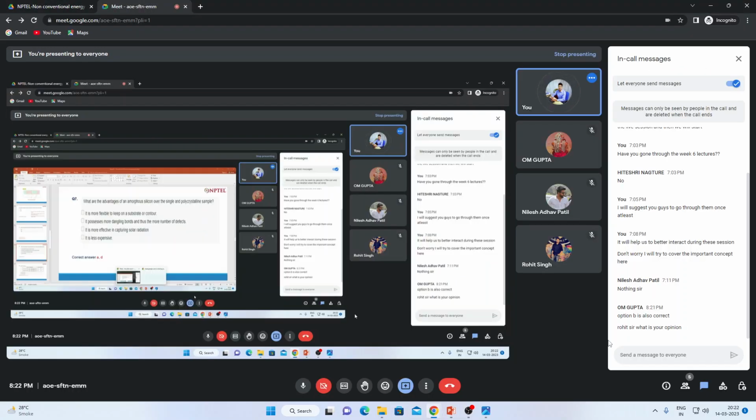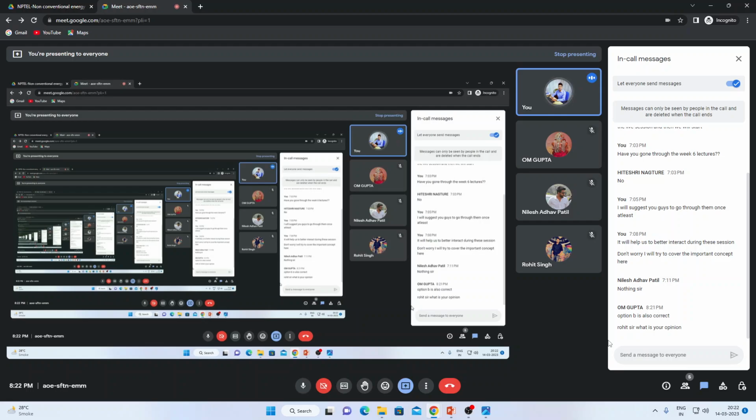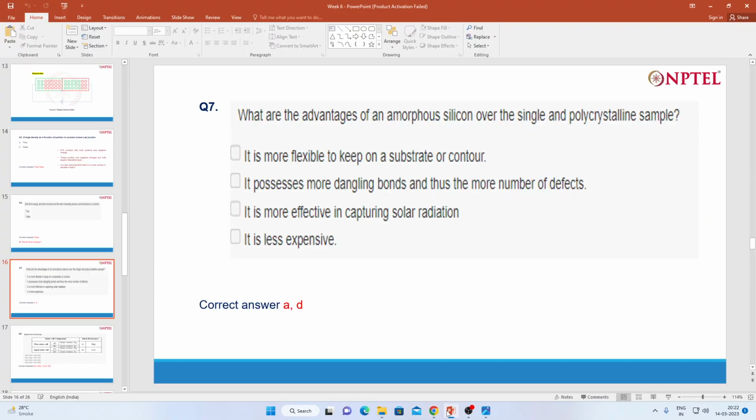Chat box: Option B is also correct. Wait, sir, what is your opinion? So let me show. No, there are no more number of defects in amorphous silicon over the polycrystalline sample. Okay, so option B is not correct here. Option A and D are correct.